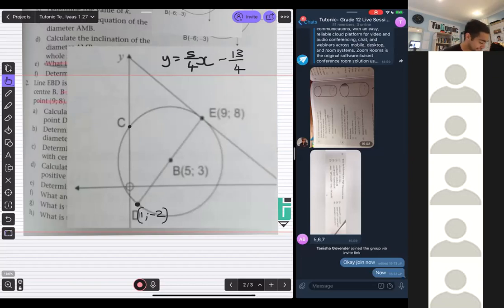Do you guys see? Because remember, the circle is just a normal equation. If you want to work out the x-intercept of the circle, you make y naught. And if you want to work out the y-intercept, you make x naught. Do you see that?